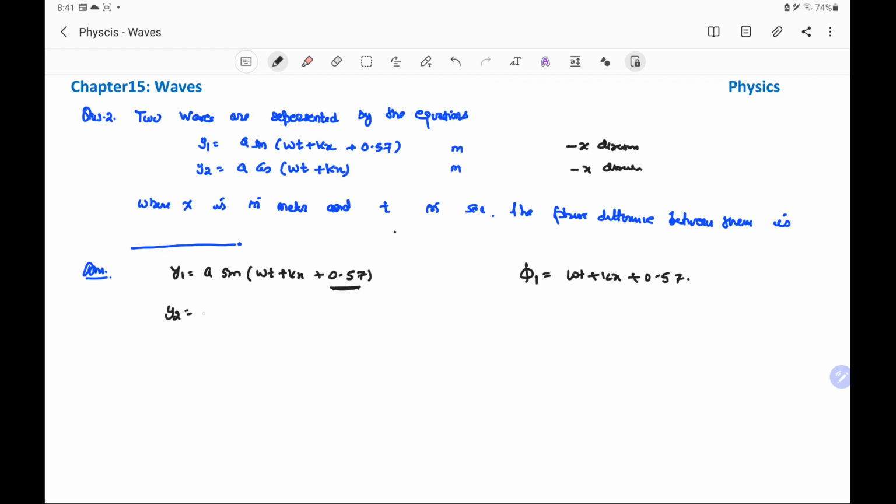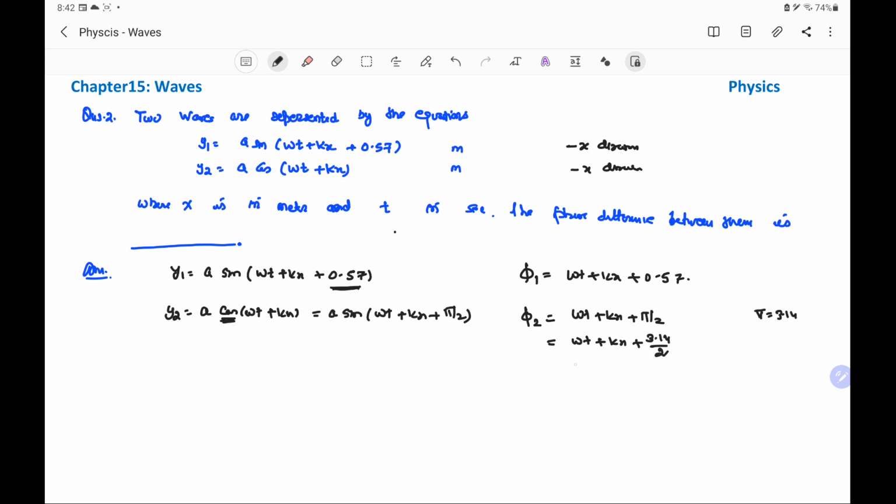Another wave is y2. It is a cos (omega t plus kx). Because it is in terms of cos, we have to convert it into sine, and therefore we will write a sine (omega t plus kx plus pi by 2), so the phase is omega t plus kx plus pi by 2. Because pi is equal to 3.14 radian, we can write it as omega t plus kx plus 3.14 by 2, or omega t plus kx plus 1.57.